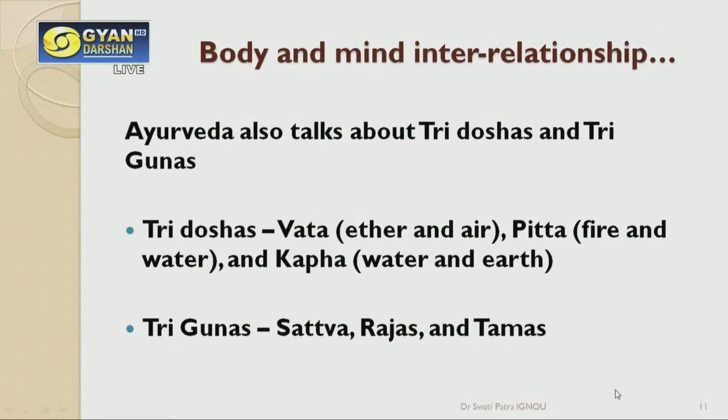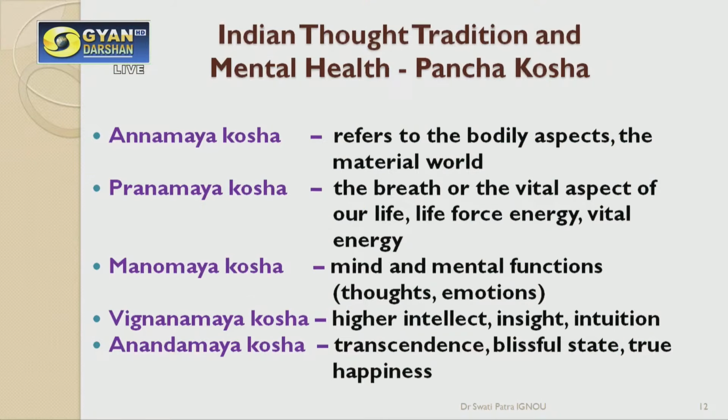So these 5 koshas, okay, refer to different aspects of our health. Like the WHO's definition of health we have talked about earlier, which says that it's complete physical, social and emotional health. So here also, in the Indian thought system, the Panchakosha theory talks about various aspects of our health. The Annamaya Kosha and Pranamaya Kosha talk about physical health and well-being.